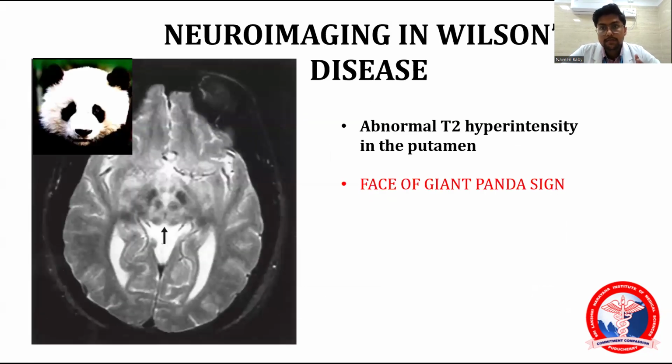Next, neuroimaging in Wilson's disease. If you see here, one of the most common named signs in neuroimaging in MRI is the face of the giant panda. So here you can see a panda, and you can see the face of the giant panda here. It is basically a finding due to hyperintensities in the midbrain, where the copper gets deposited. Abnormal T2 hyperintensities in the putamen is actually the most common finding in neuroimaging in Wilson's disease. But one of the most common named signs is the face of the giant panda seen in the midbrain of the brain.